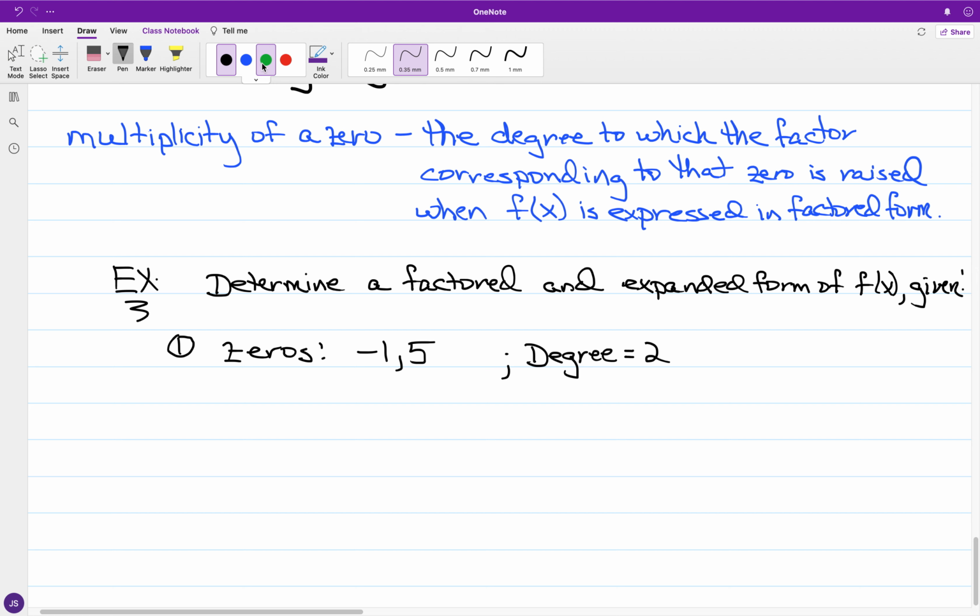And now for establishing a factored form, you can think of this like working backwards. Whenever we had problems with the zero product property, say if you have a zero or a solution of x to be x is equal to -1.